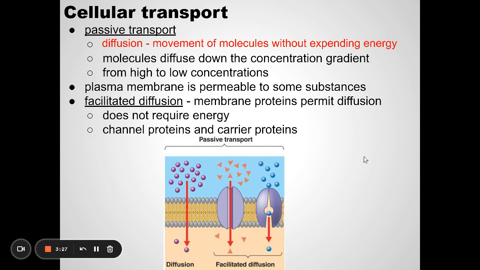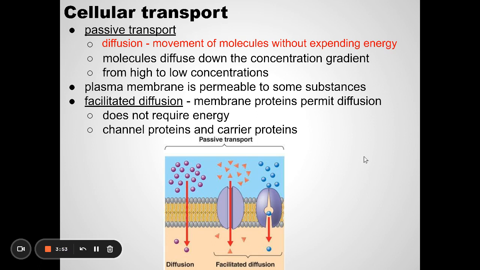So some things can just go right through the membrane like it's not even there. Not most things, though. Small molecules can sometimes do that, but most molecules cannot. Other molecules need a special kind of passageway to get from outside of the cell to inside, or vice versa. This is called facilitated diffusion.